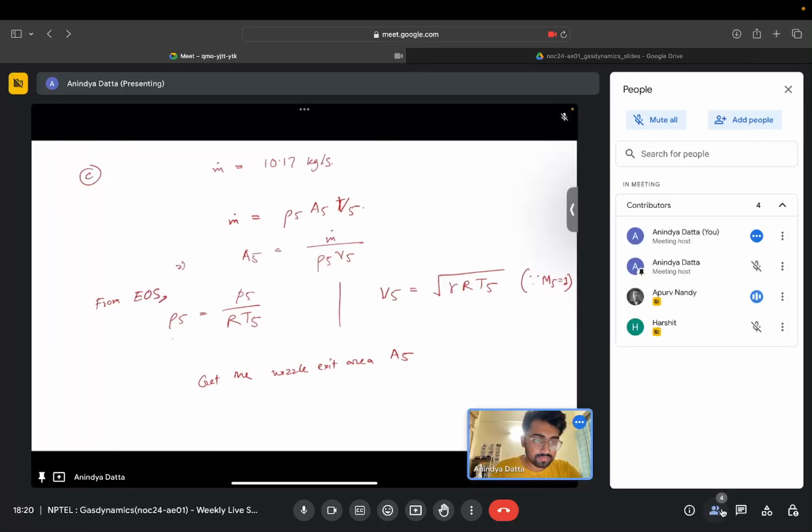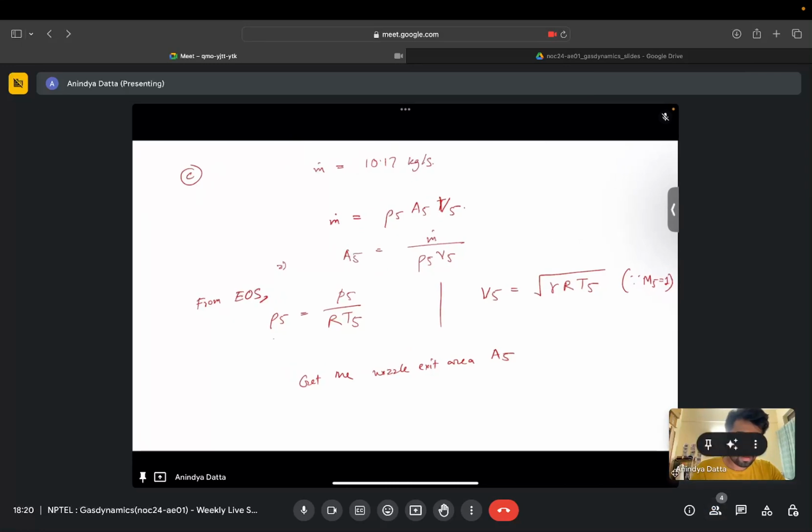So, sir, is that the convention followed, that for finding the maximum exit velocity, the exit temperature should be 0 Kelvin? Yes, exactly. Let me just show you how we get it.